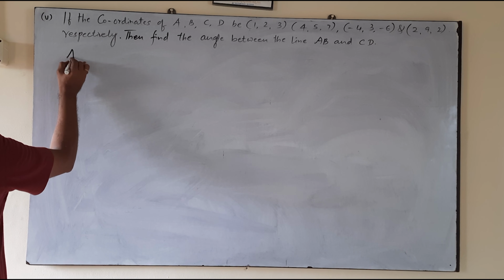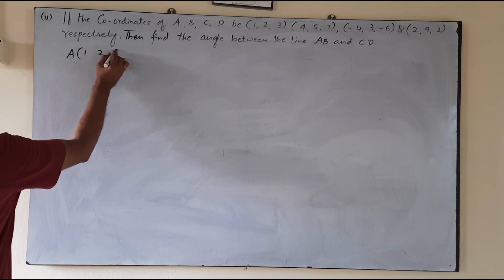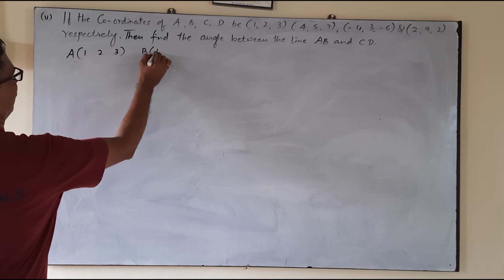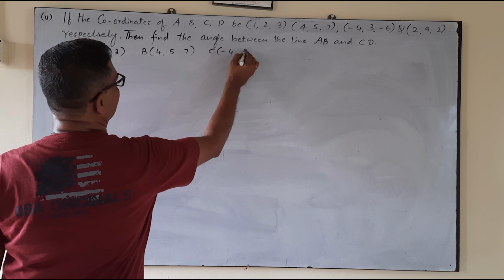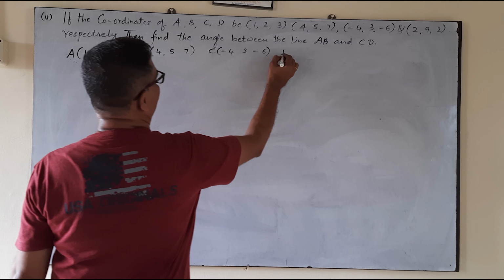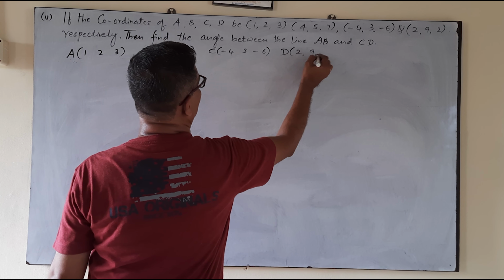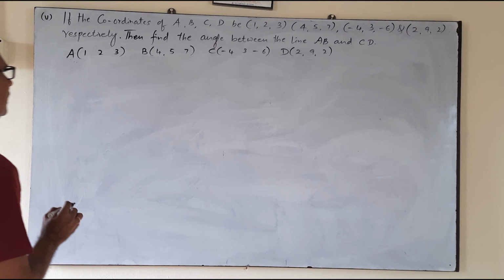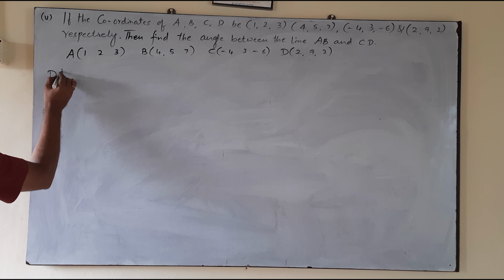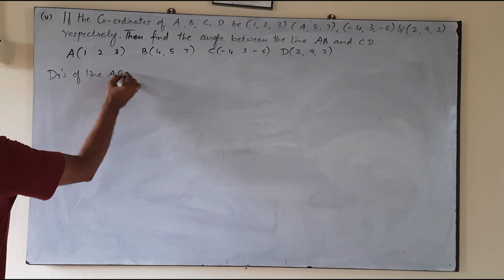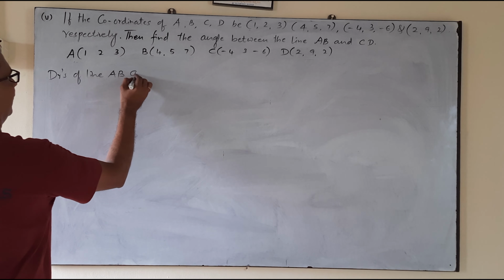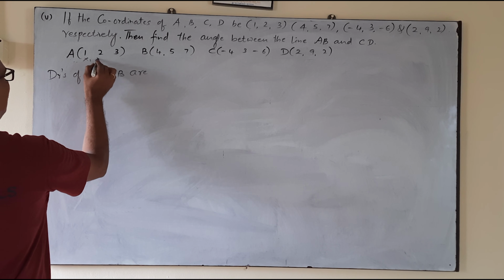Now here given data, A is the point 1, 2, 3. B is the point 4, 5, 7. C is the point minus 4, 3, minus 6. And D is the point 2, 9, 2. First, to find direction ratios of line AB. You know the formula. Direction ratios of line AB are, previous problem solved.